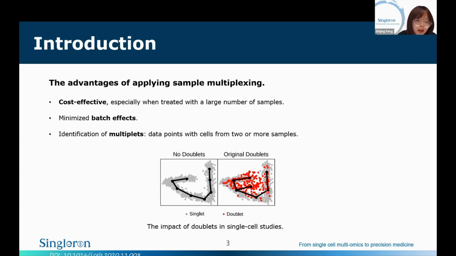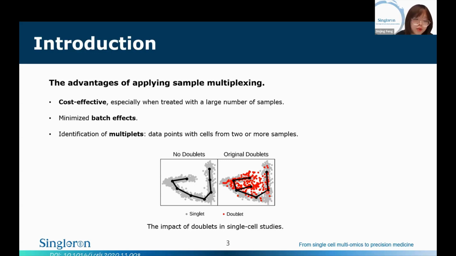You can see that the doublets are around the trajectory, making some noise. And usually, if sample multiplexing is not applied, there are basically two methods to identify the doublets. One is by using doublet remover software, and the other is to identify them through the marker gene expression patterns. So if a cluster of cells expresses the marker genes of more than two cell types, it is very likely that the cluster of cells are doublets.